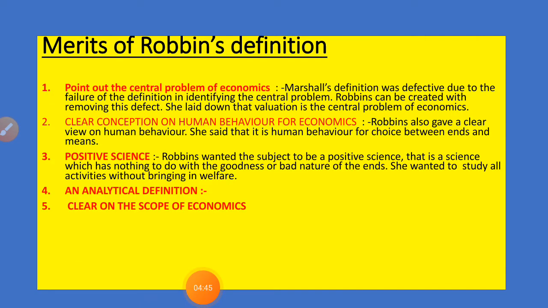Okay. Next, we will discuss the merits of the definition. First, it points out the central problem of economics. Marshall's definition was defective due to its failure in identifying the central problem, but Robbins removed this defect. He laid down valuation as the central problem of economics. Second, a clear concept of human behavior: it is human behavior in the choice of ends and scarce means. It is a positive science, a science which has nothing to do with the goodness or fitness of the ends.